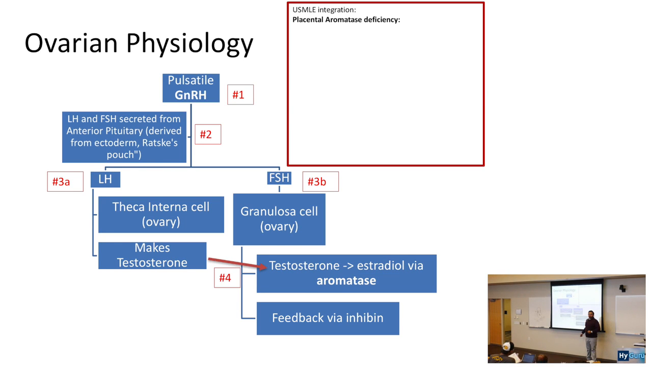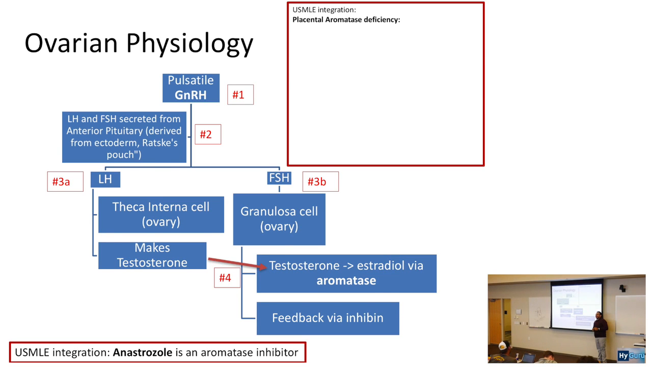What is the grand hormone of the female? That's going to be estrogen. The granulosa cell has aromatase, and the testosterone gets converted to estradiol via aromatase. Guess what? Pharmacological tie-in here. What is going to be an aromatase inhibitor? Anastrozole. Anastrozole is an aromatase inhibitor.